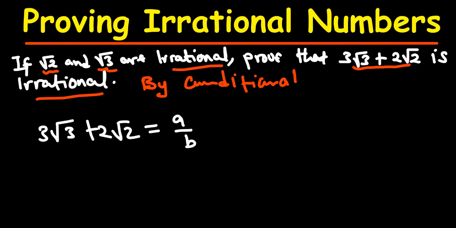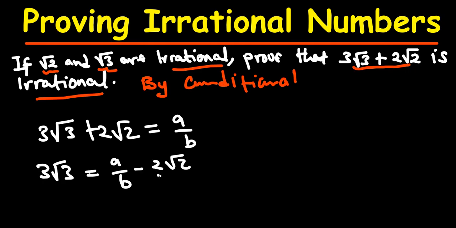From here, what we want to do is make sure that one of these roots is on the left side alone, and the other numbers in this expression are on the right side. As long as you are able to do that, then we would have completed our proof. So what I'm going to do here is say 3 root 3 is equal to a over b minus 2 root 2.